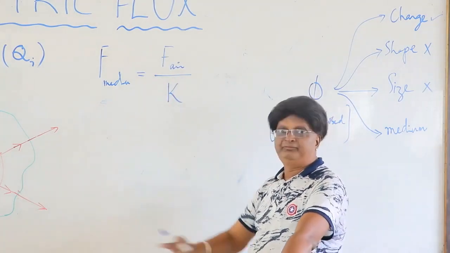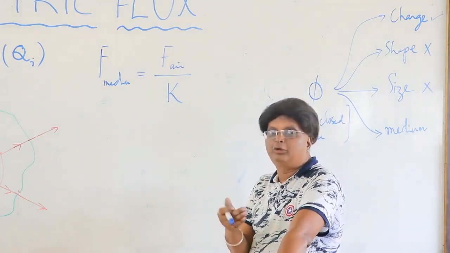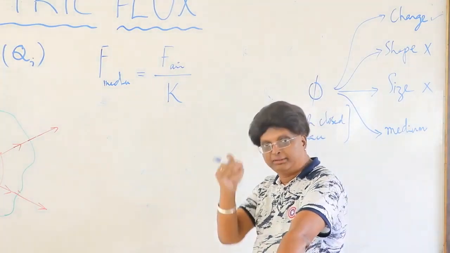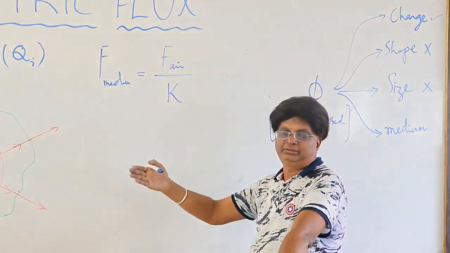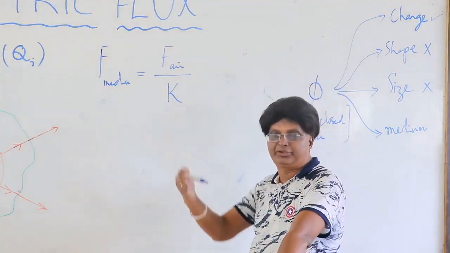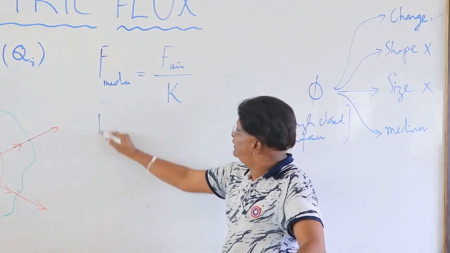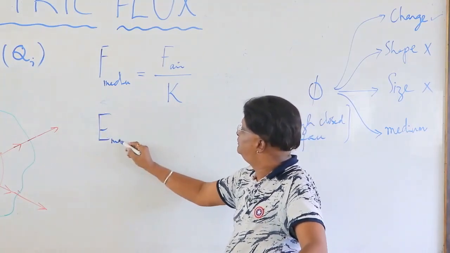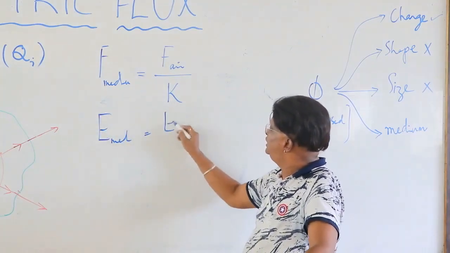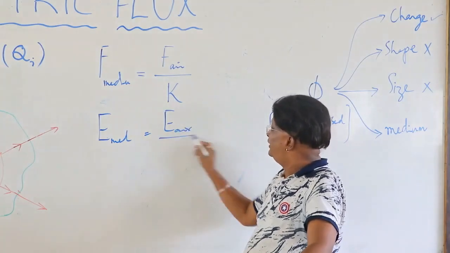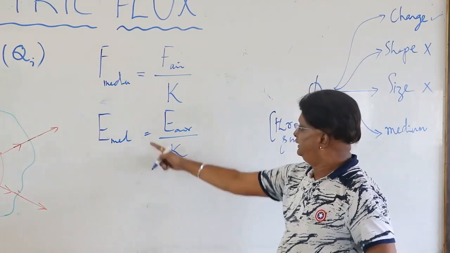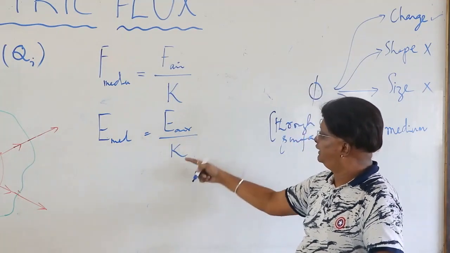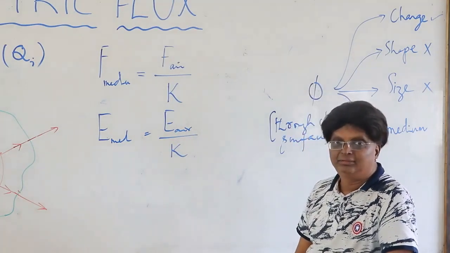Now remember, it is the same for the field as well, because in Gauss Law, the expression you have is integral E bar. E bar is nothing but a force vector, because E is equal to F by Q, our definition. Therefore, once again, E in the medium is equal to E in air upon K.